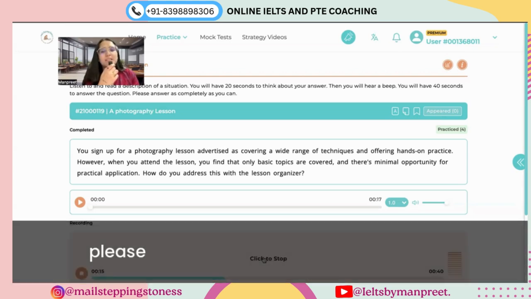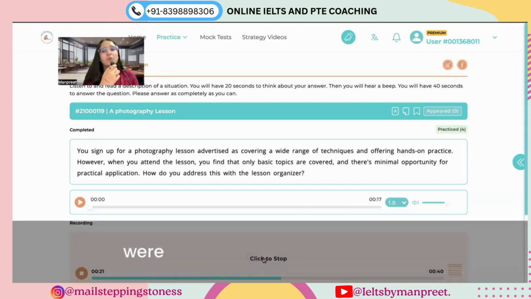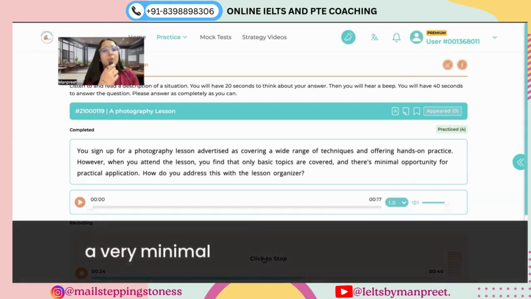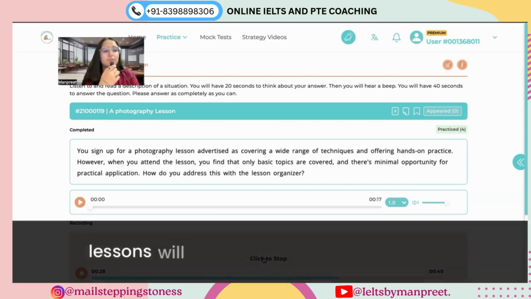If it is possible, please inform the lesson organizer that we are very disheartened that we paid such a hefty amount for this course, and only basic topics were covered that we were already aware of, and there is a very minimal opportunity for the practical applications. Also, I'd like to understand if future lessons will include more in-depth content and hands-on activities. If not, I would appreciate if you could offer an alternative solution or a partial refund. This would be of great help.